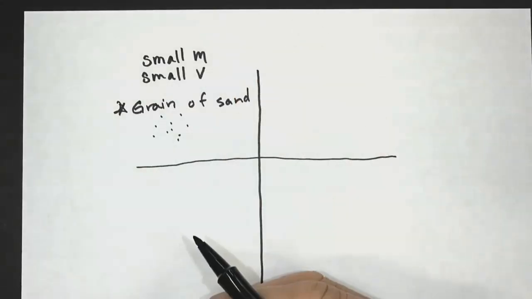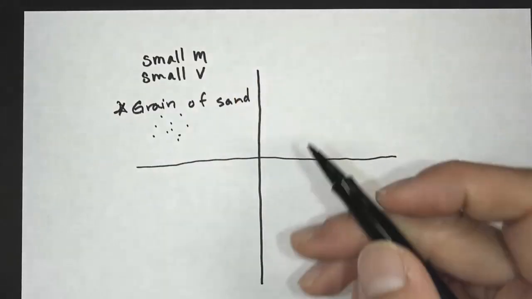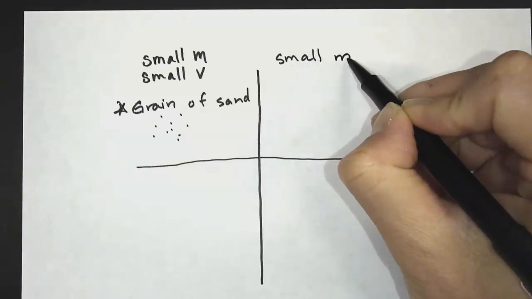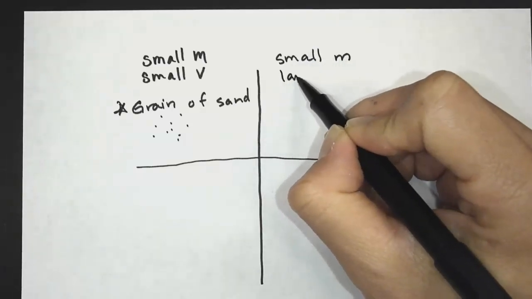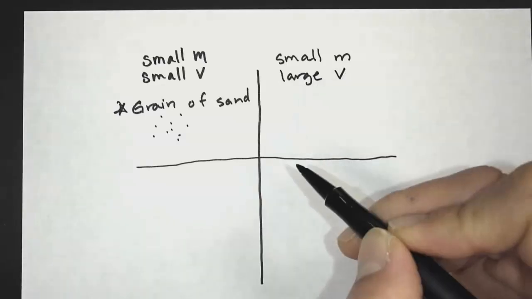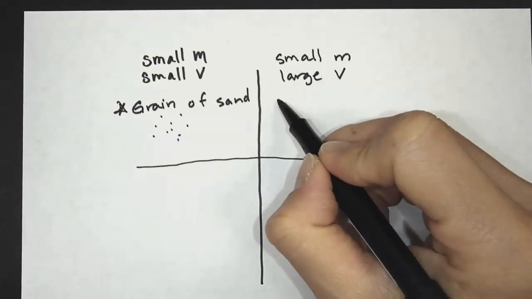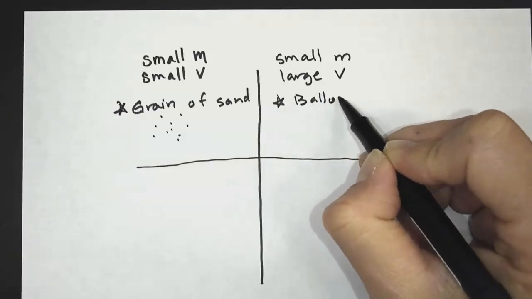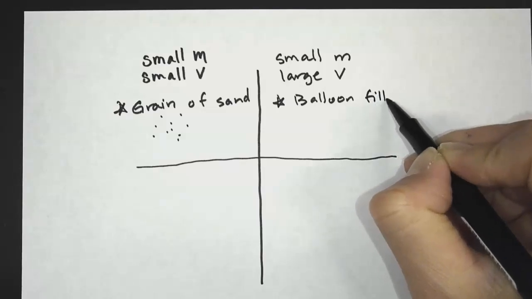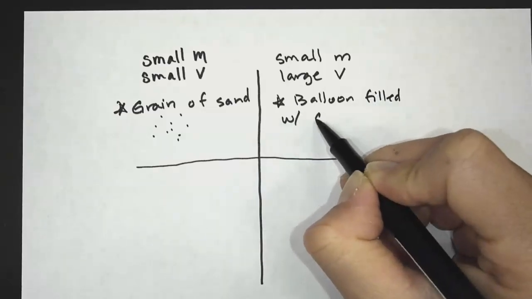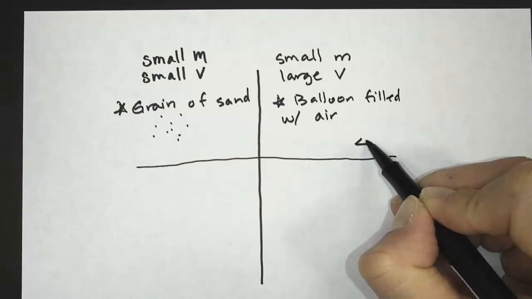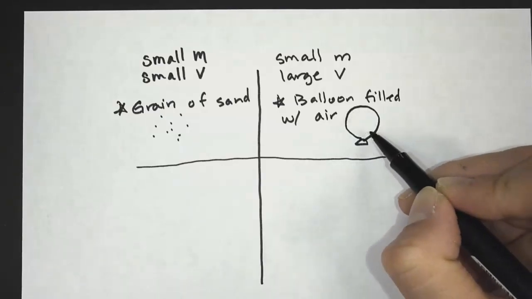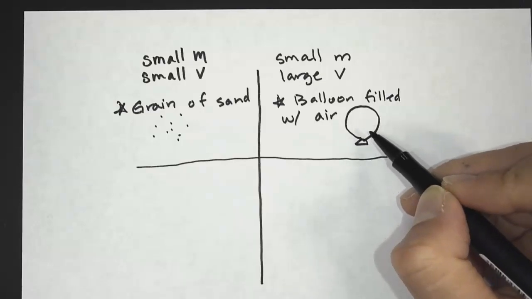As I go through this, I want you to think about how mass and volume are different. Now let's think about something that has a small mass, but a large volume. An example of that would be a balloon filled with air. So here's my balloon filled with air. It's got a small mass, but it has a large volume.